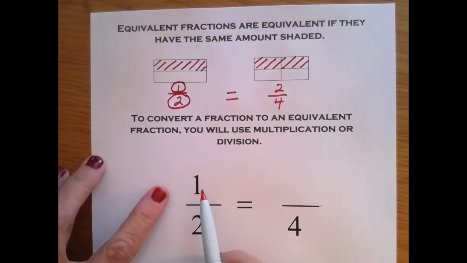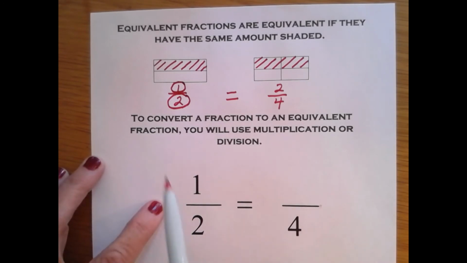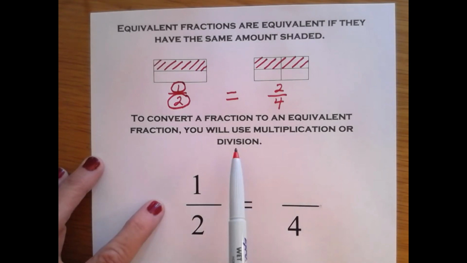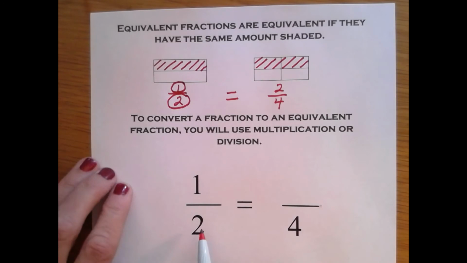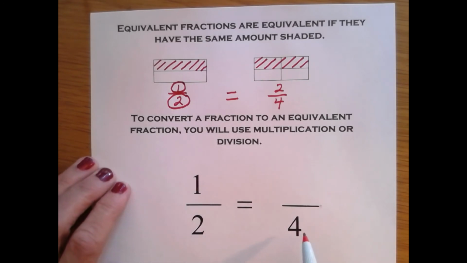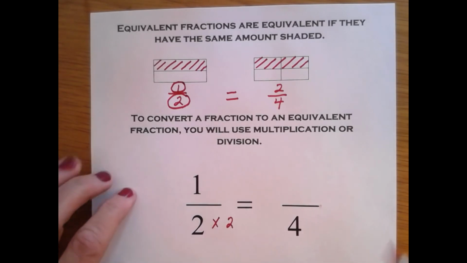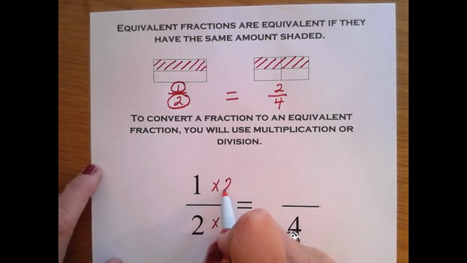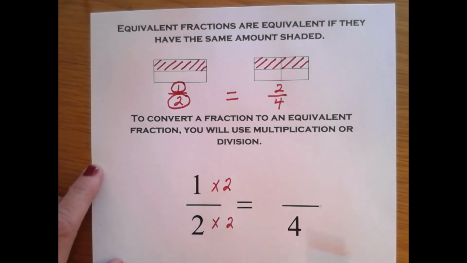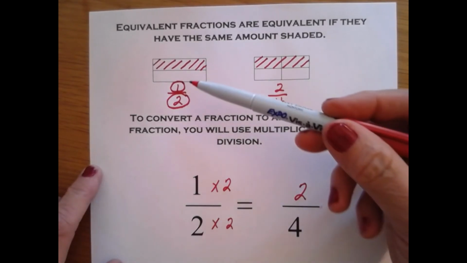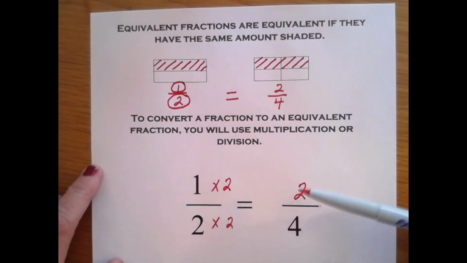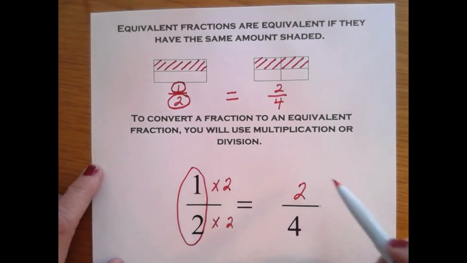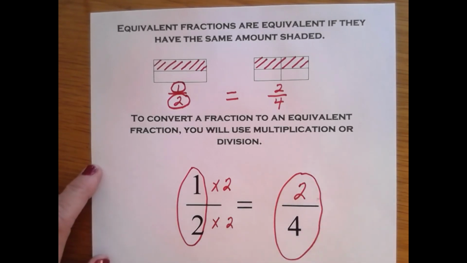So if I have 1/2 is equal to something over 4, up here it says to convert a fraction to an equivalent fraction, you must use multiplication or division. So I can look and see from 2, I'm going up to 4. So I would multiply, and I know that 2 times 2 is going to give me 4. Now, what I do in the denominator, I must also do in the numerator. So I'm going to also multiply the numerator by 2. 1 times 2 is 2. Therefore, you can see I have equivalent fractions. So 1/2 is going to be equal to 2/4.